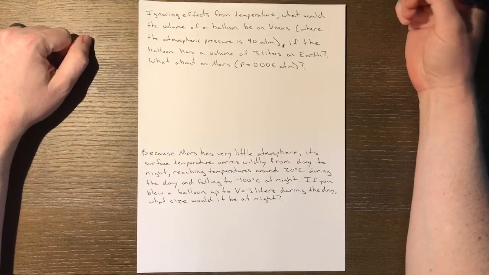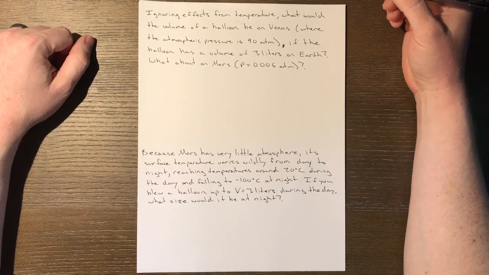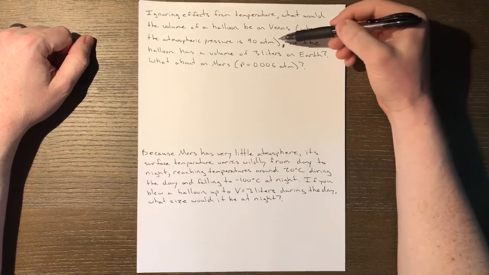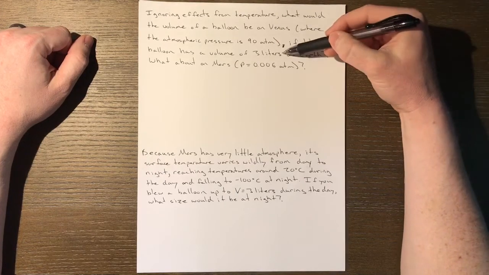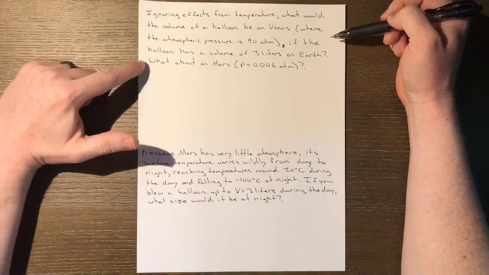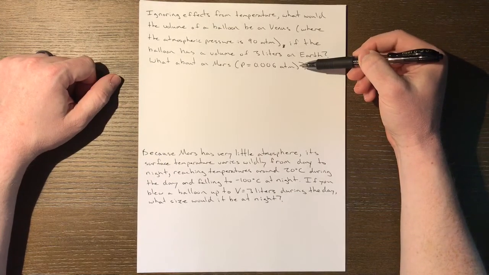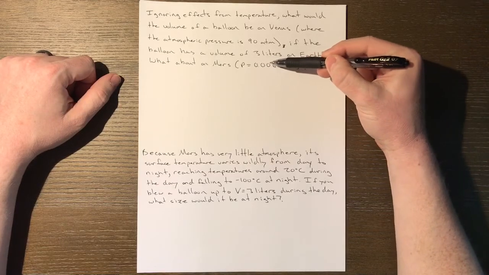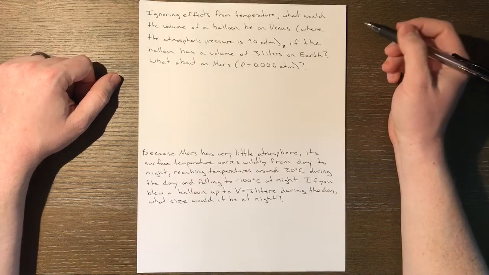Ignoring effects from temperature, what would the volume of a balloon be on Venus, where the atmospheric pressure is 90 atmospheres, if the balloon has a volume of 3 liters on Earth? And then a second follow-up question, what about on Mars, where the pressure is very tiny, it doesn't have an atmosphere, 0.006 atmospheres of pressure on Mars.